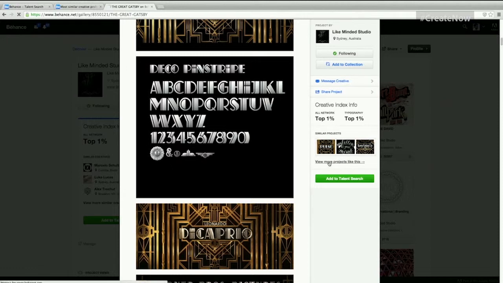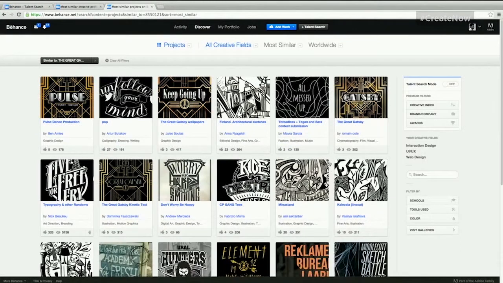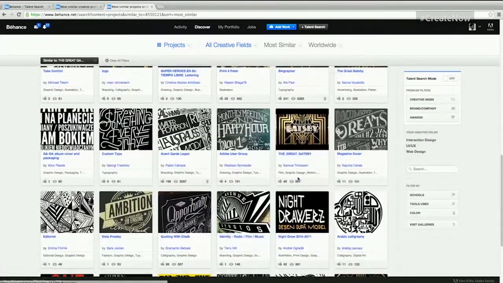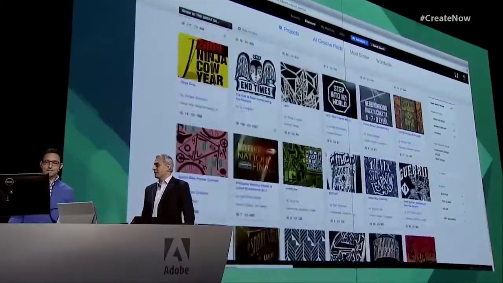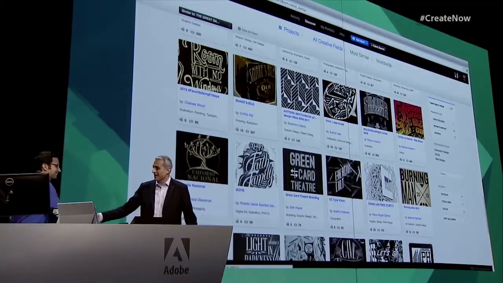So I'm going to click this, and what you'll see is, again, the creative graph at work for me returns from the millions of projects on Behance, projects that have a real distinct level of similarity. Yeah, this is going to make it much more efficient as people are looking for talent and looking for ideas. So thank you very much, Scott. Super excited. Thanks, David. Thanks.